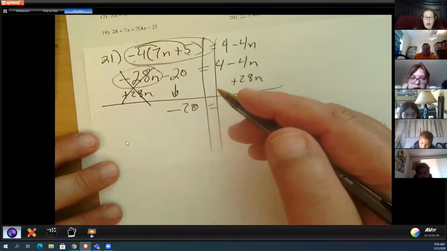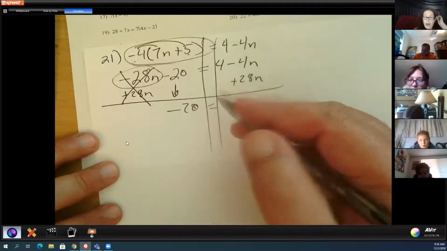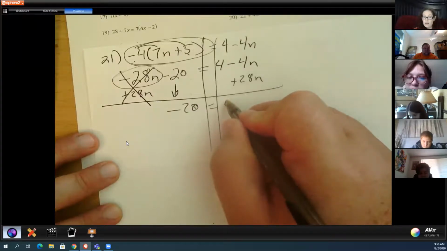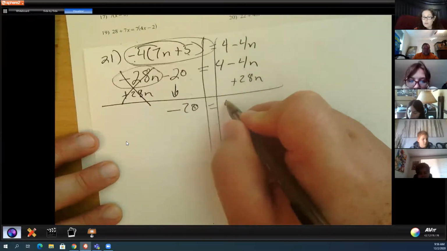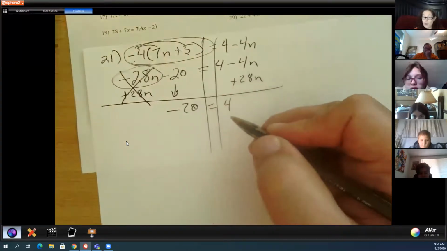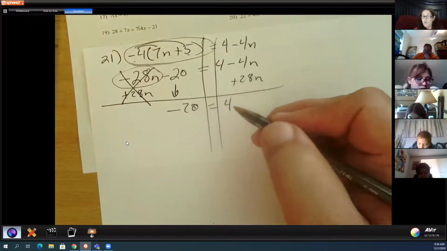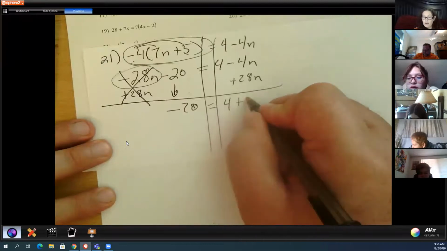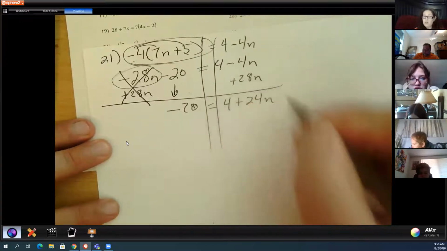Okay. And we're going to end up with what on the right side? What are we going to end up with? Did we get rid of the 4 groups of 1, or did we leave that alone? Left that alone. Yeah, so we're just going to bring it down, right? So 4, and then what is 28 positives minus 4 negatives? Positive 24 and plus 24 groups of n.